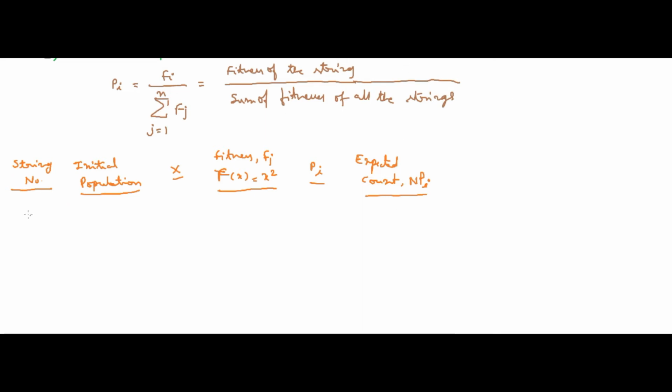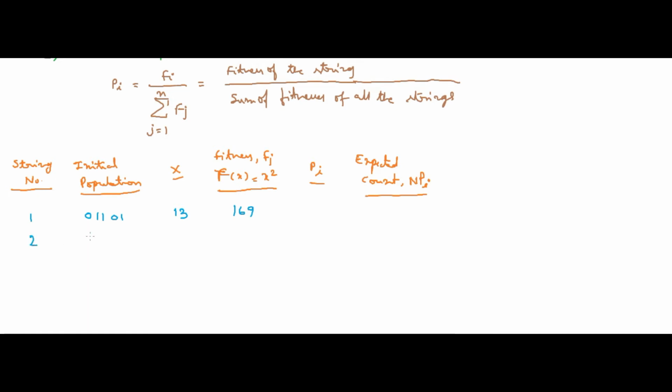Yeah, then what is the string number? String 1 is 01101, and the capital X means its decimal number, and fitness is 169 as we have obtained. And what is Pi? Okay, that will be calculated at the end.